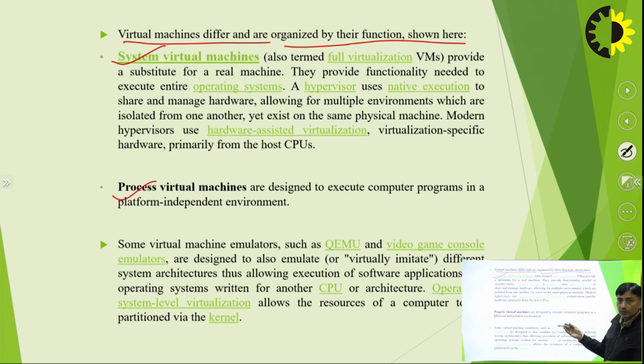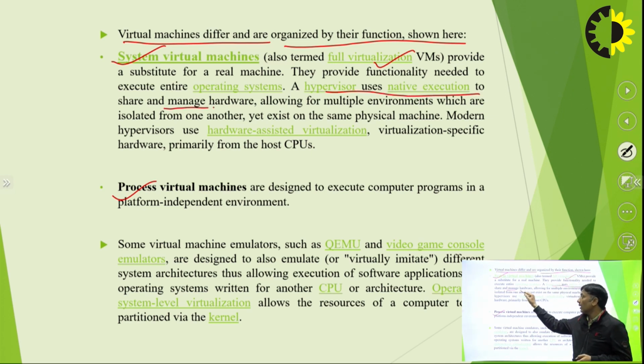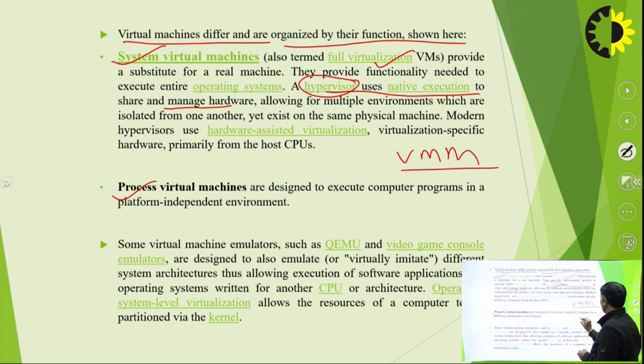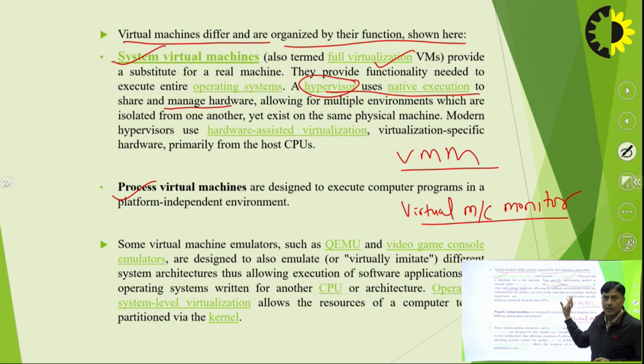What is the meaning of this? The system virtual machine, also termed full virtualization, provides a substitute for a real machine. It provides the functionality needed to execute entire operating systems, and a hypervisor uses native execution to share and manage hardware. The hypervisor is the name of the virtualization software, which is also known as the VMM, virtual machine monitor. So that is the hypervisor.